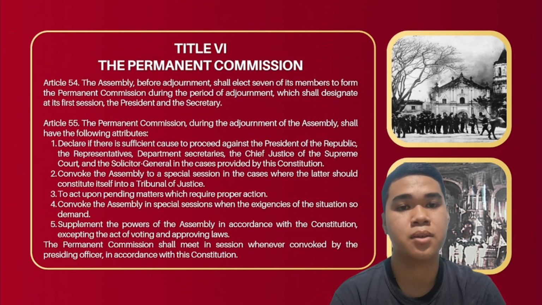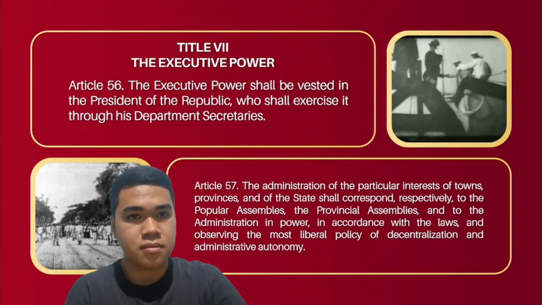are handled efficiently. Until the Assembly's regular session resumes, the Permanent Commission can determine if there is enough reason to initiate proceedings against high officials such as the President, representatives, department secretaries, the Chief Justice of the Supreme Court, and the Solicitor General. Based on the Constitution's provision, the Commission handles unresolved issues that require attention before the Assembly reconvenes.